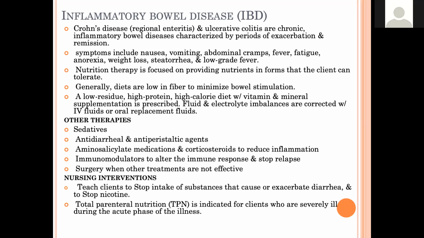TPN is used for clients who are severely ill during the acute phase of the illness. Now you might say, what is TPN? Okay, well, we're going to get to parenteral nutrition towards the end of the course, and this is where you have to get your nutrients through IV, because you can't tolerate them going through the GI. And this is a perfect example of a problem here with the GI functioning. So in TPN, we give you your vitamins, your minerals, your nutrients all through a tube and go directly into the bloodstream.